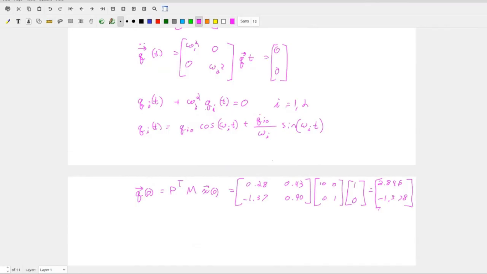Okay, for q naught. What about q dot naught? Same thing. q dot naught of 0 is equal to P transpose M x vector dot of 0, which is equal to that same thing, but what's important here is we're going to have zeros in our initial conditions. So what is our resulting matrix going to be? Just 0 and 0. That makes sense?